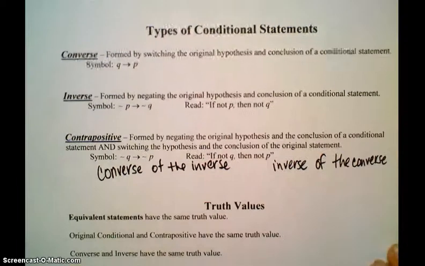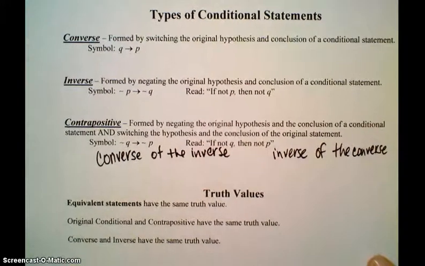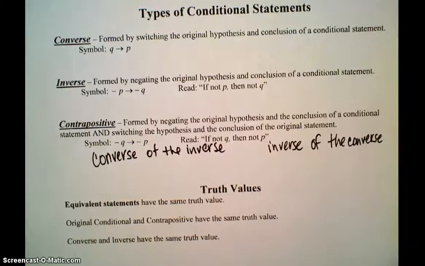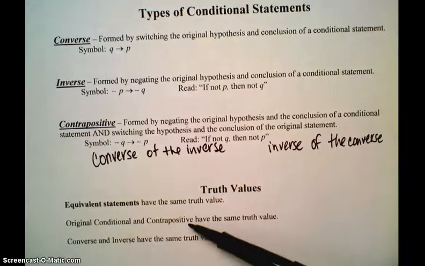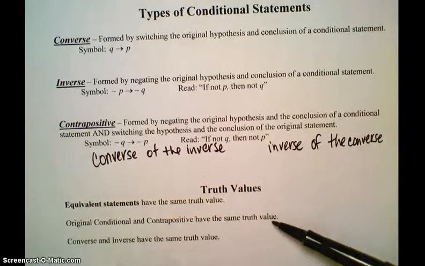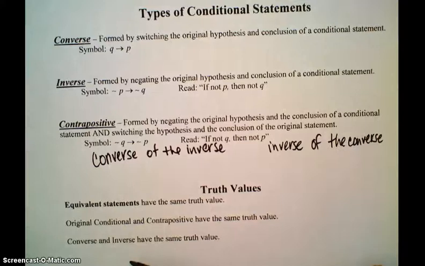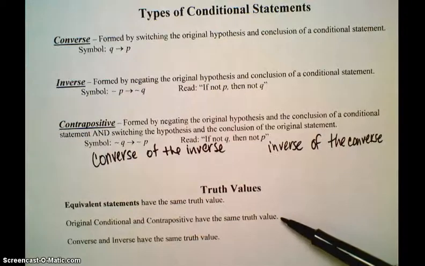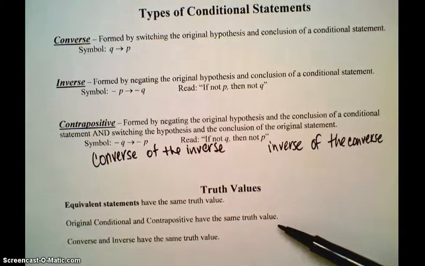Okay, truth values, the last bit of definitions. Equivalent statements have the same truth value. Original conditional and the contrapositive have the same truth value. The converse and the inverse both have the same truth value, meaning if the original statement is true, the contrapositive must be true. If the original statement is false, the contrapositive must be false.